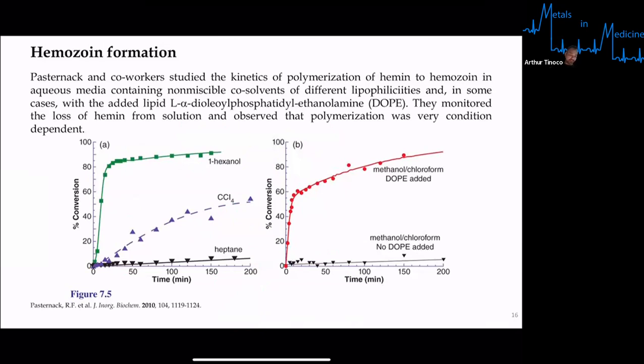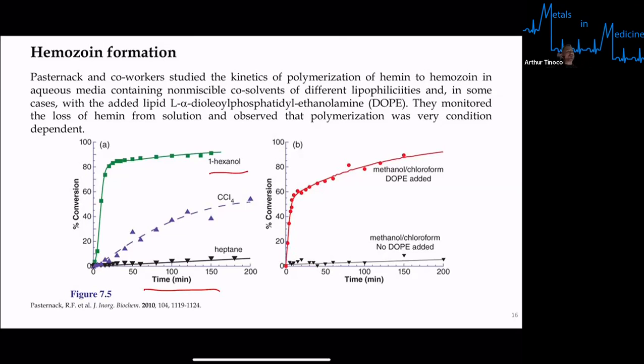So the study at the left is basically looking at different solvents when mixed with water. They chose solvents that are not miscible, so they don't actually mix in the traditional sense with water. You're just shaking them and seeing how that can affect the formation of the hemozoin. So you can see that the 1-hexanol does lead to that conversion from the monomer into this polymeric structure.